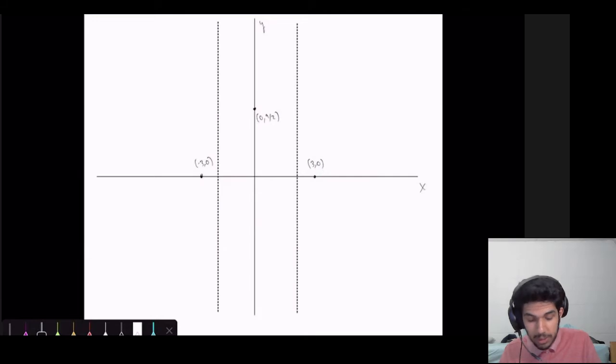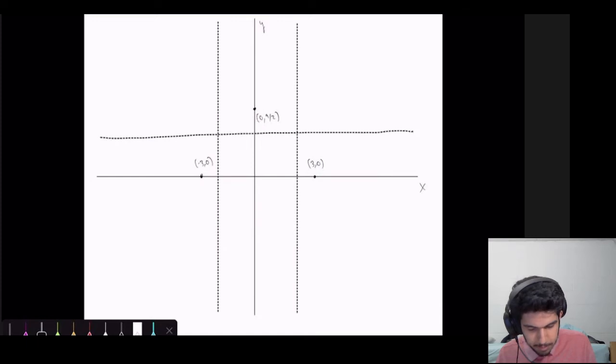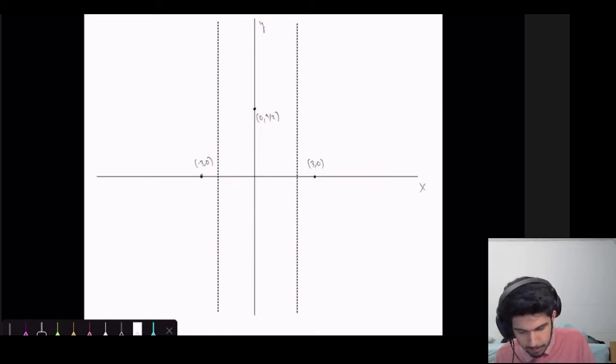We had a horizontal asymptote at y equals 2. So here we're at the point 0 comma 9 halves, which is 4.5. So our horizontal asymptote should be a little bit below that, something like this. Ah, that didn't work.